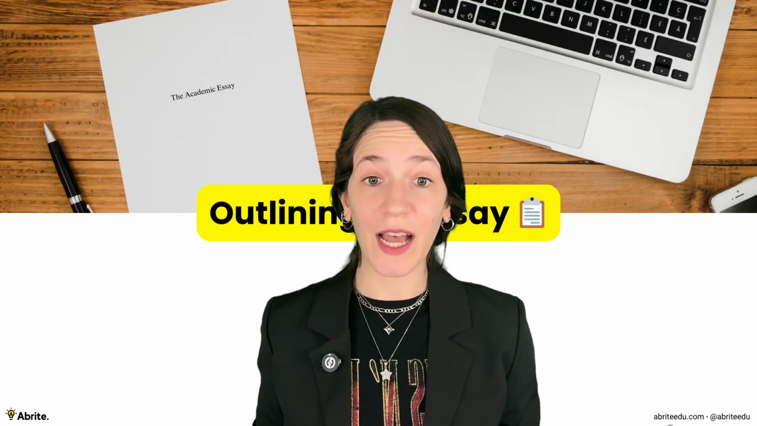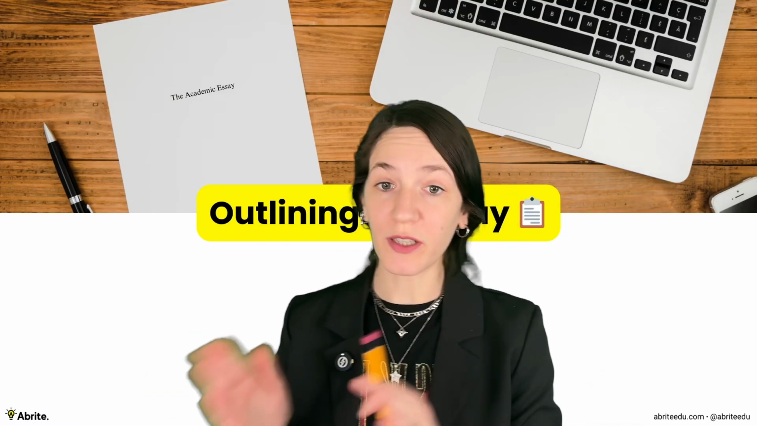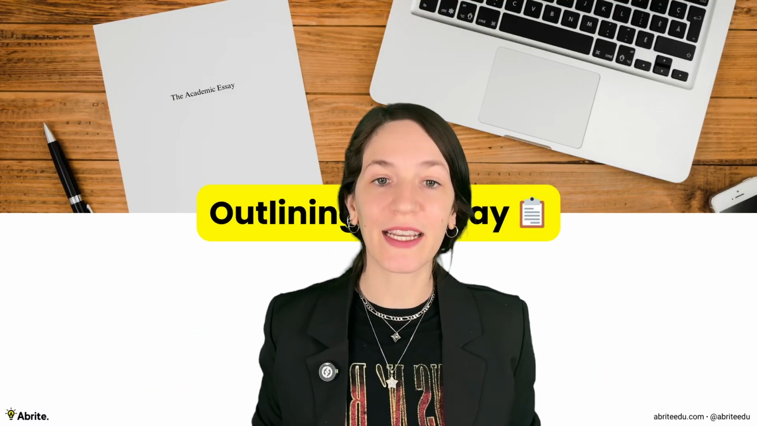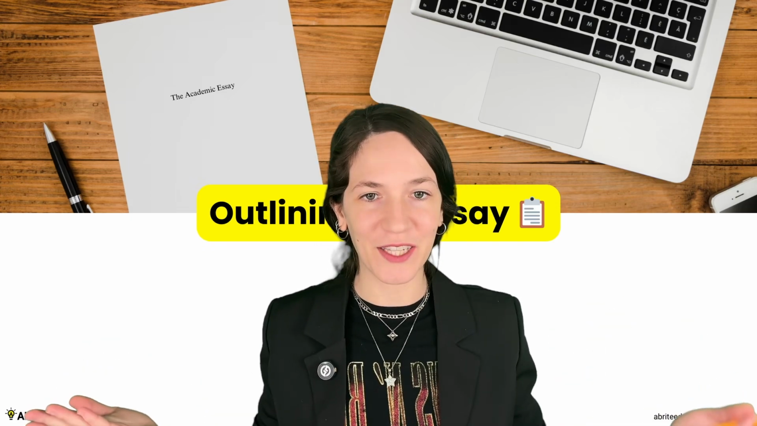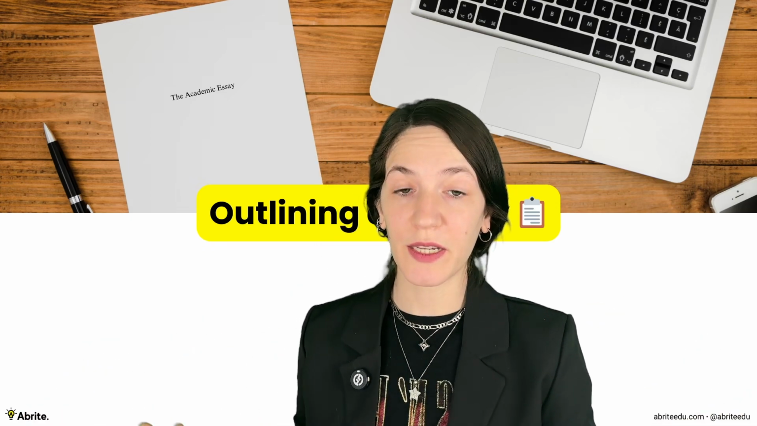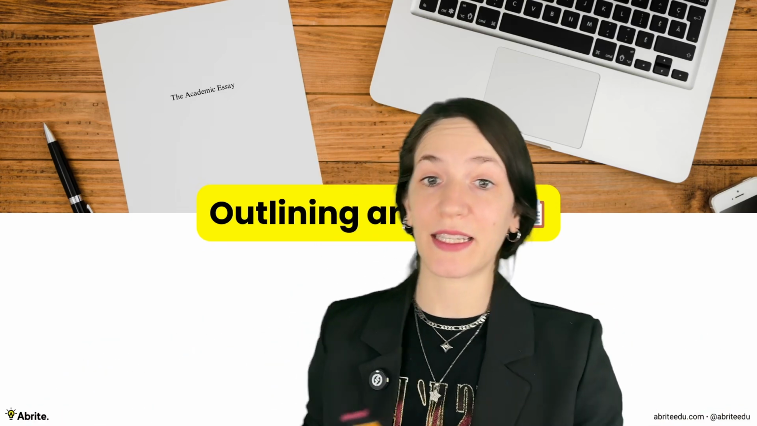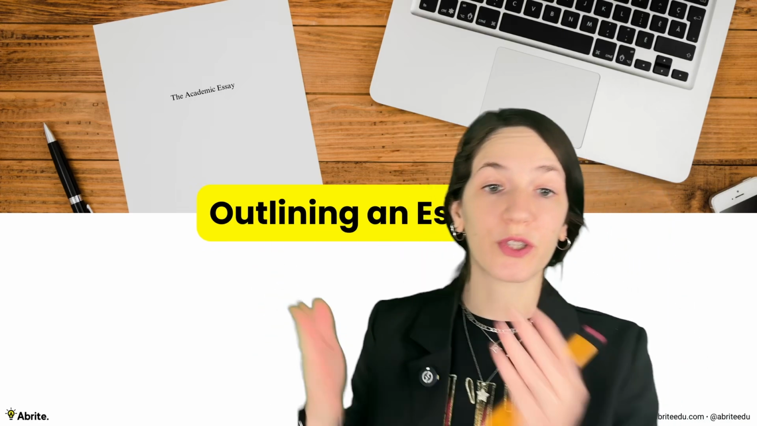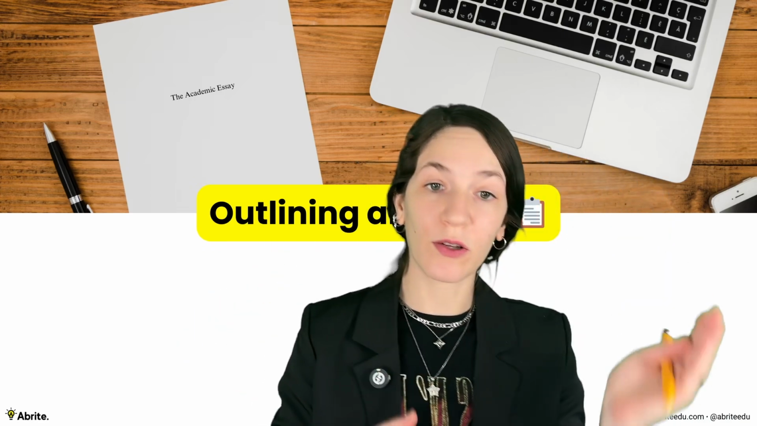Welcome to lesson 5 of writing an academic essay from start to finish, where we're literally writing an essay together from start to finish. In the last lesson, we put together a thesis statement for our essay topic. In this lesson, outlining an essay, we're gonna turn that thesis statement into an outline for our essay.